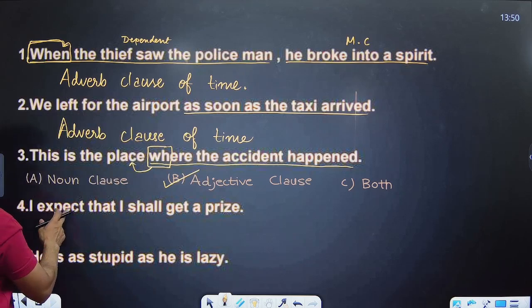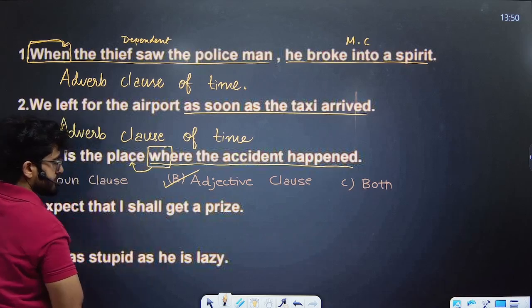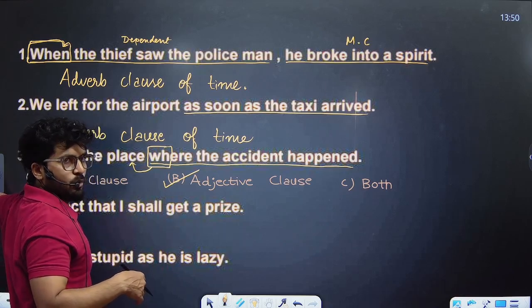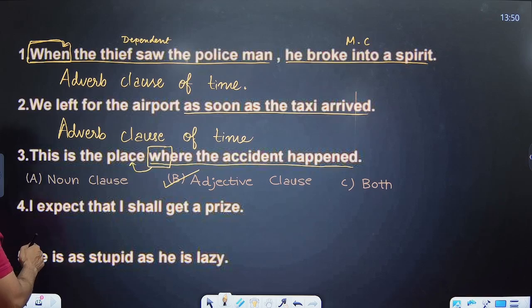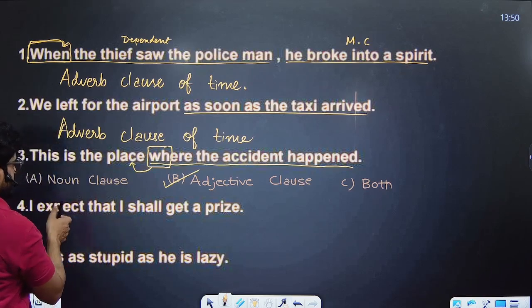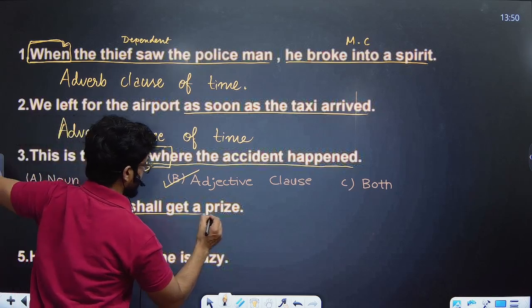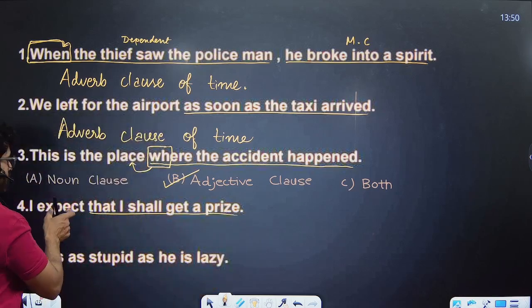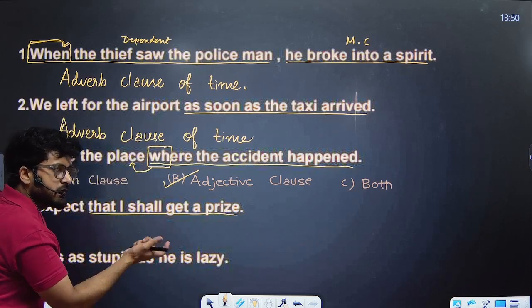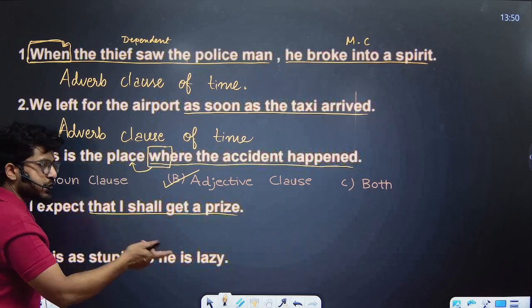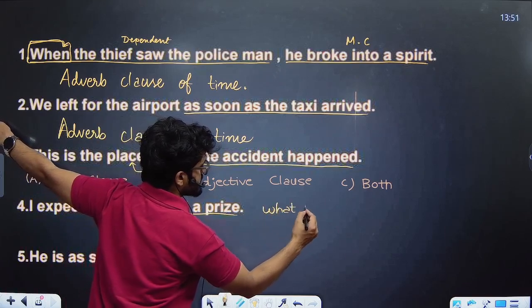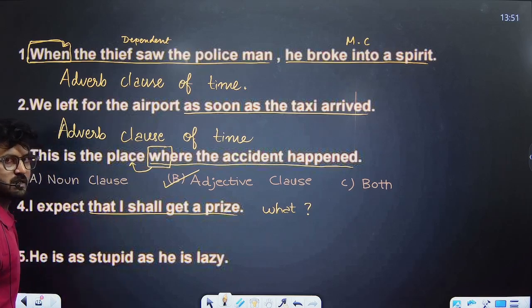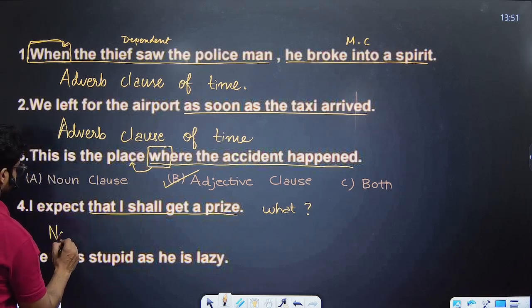Now, I expect that I shall get a prize. I shall get a prize. So if I say I expect, subject verb, then here is your dependent clause. So I expect. What do you expect? I expect that I shall get a prize. What do you expect? Okay, therefore it is your noun clause.